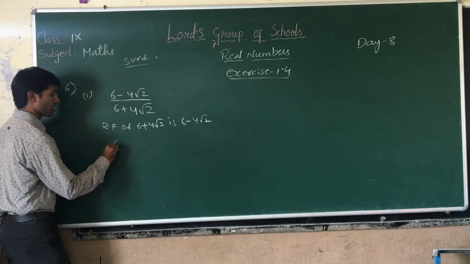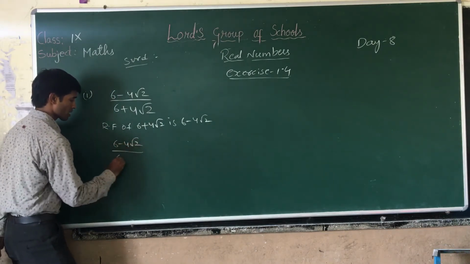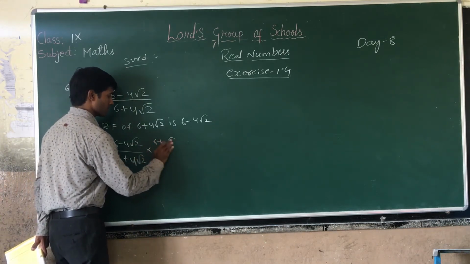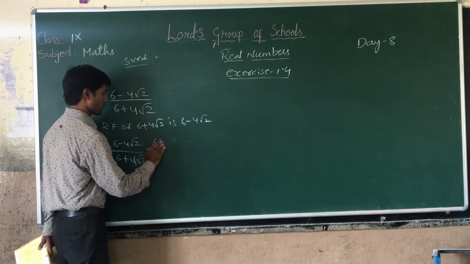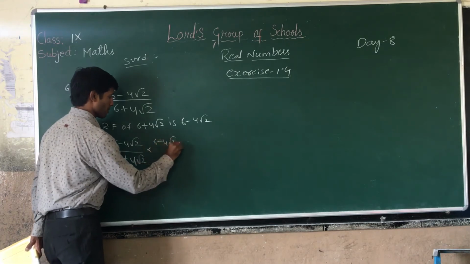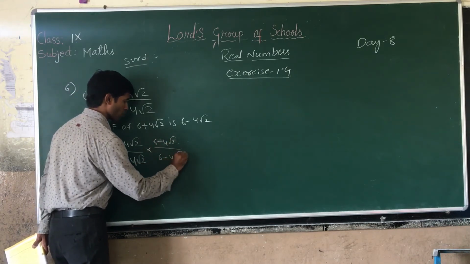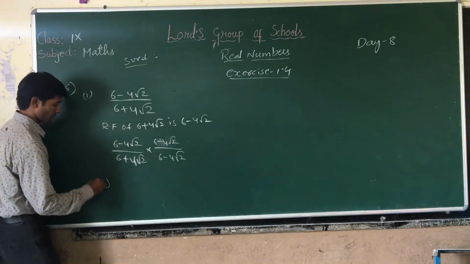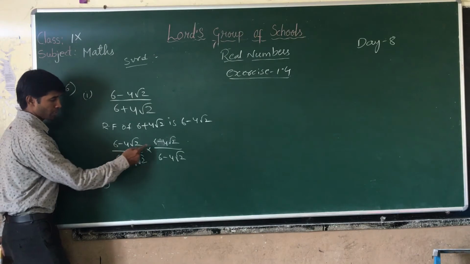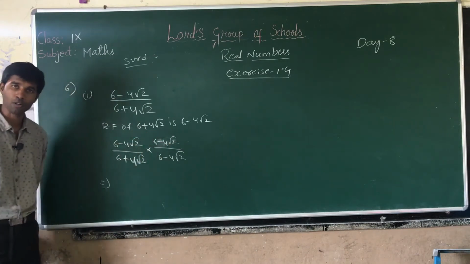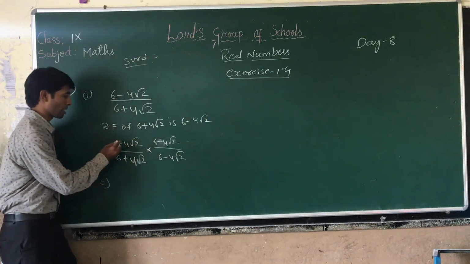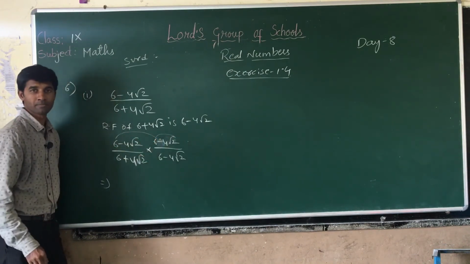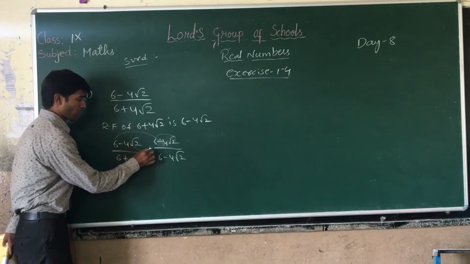Now the step will become (6 minus 4 root 2) by (6 plus 4 root 2) into (6 minus 4 root 2) by (6 minus 4 root 2). After this, the numerator you can write in the form (a minus b) whole square. Otherwise directly you can multiply like this also. Take one number and multiply both the terms in the other number. Take 4 root 2 and multiply both.